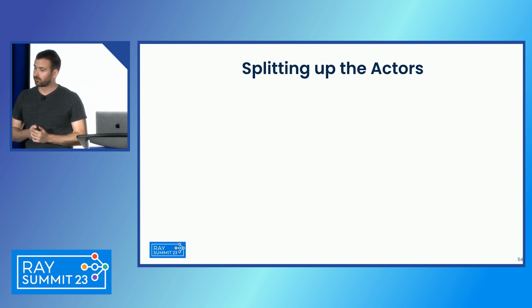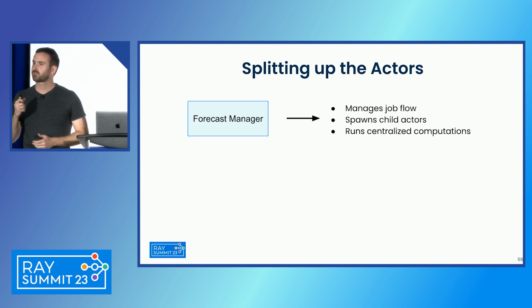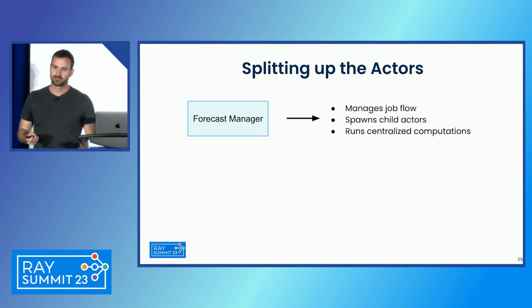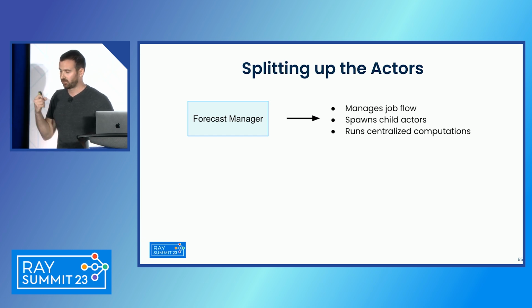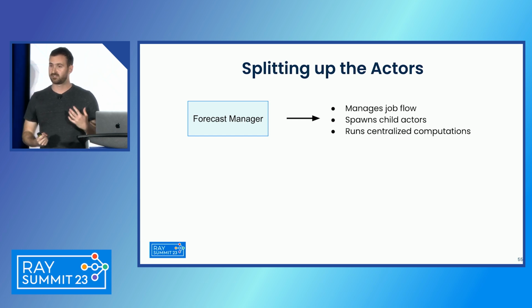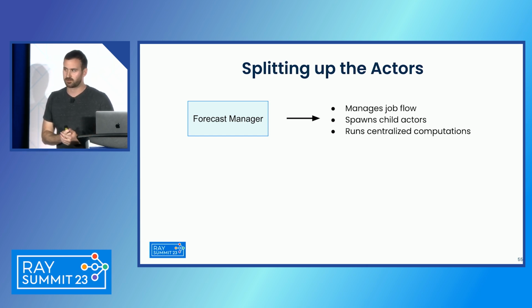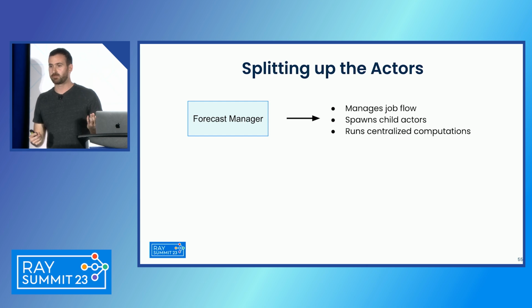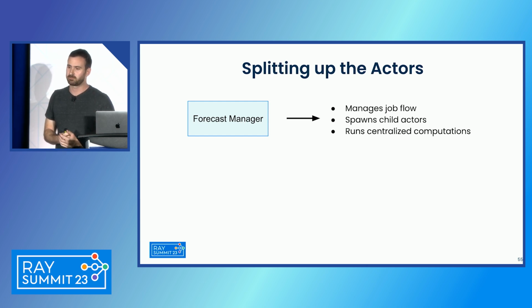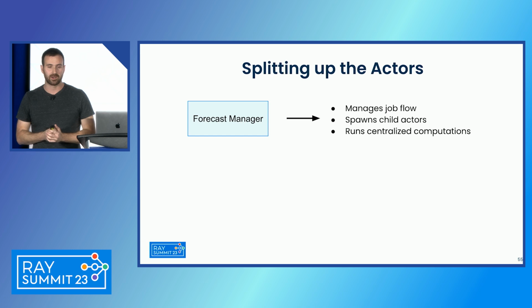For this forecast workflow specifically, we have two different types of actors. The first is a forecast manager. This is going to be what's managing the overall job flow. It'll also spawn a bunch of child actors to do the actual work. And it'll also run some amount of centralized computations, ideally as little as possible, because we don't want to be centrally bottlenecked, but some of these are pretty required for the workflow.